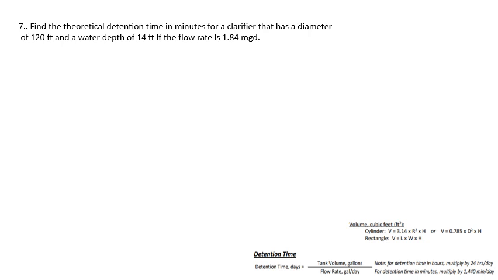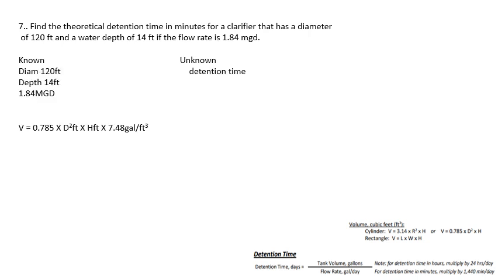Question number 7. Find the theoretical detention time in minutes for a clarifier that has a diameter of 120 feet and a water depth of 14 feet if the flow rate is 1.84 million gallons a day. So we find our knowns and unknowns out of our formula. The diameter was 120 feet, the depth was 14 feet, the flow rate of 1.84 million gallons a day. We're looking for detention time.